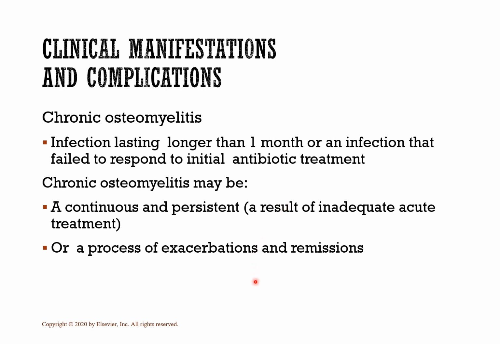All right. So for chronic, it can be because of a continuous and persistent process as a result potentially of inadequate acute treatment, or a process of exacerbations and remissions. So for whatever reason, maybe a patient keeps getting infected over and over again. Let's give the example of somebody who uses drugs, right? And so no matter how many antibiotics a patient's being given, the medications never even get a chance to work because the patient is always reinfecting themselves in some ways. So there's always this pattern of exacerbations and remissions that may be happening.